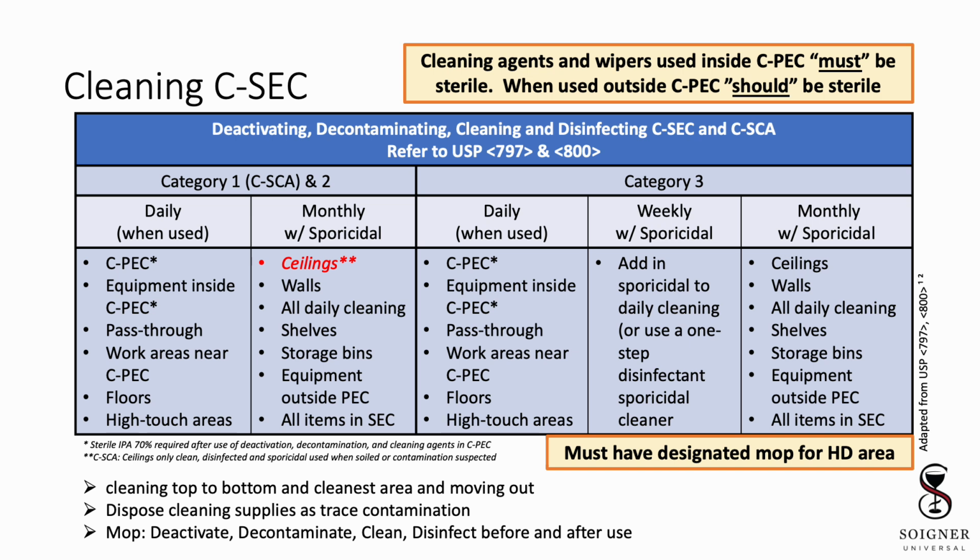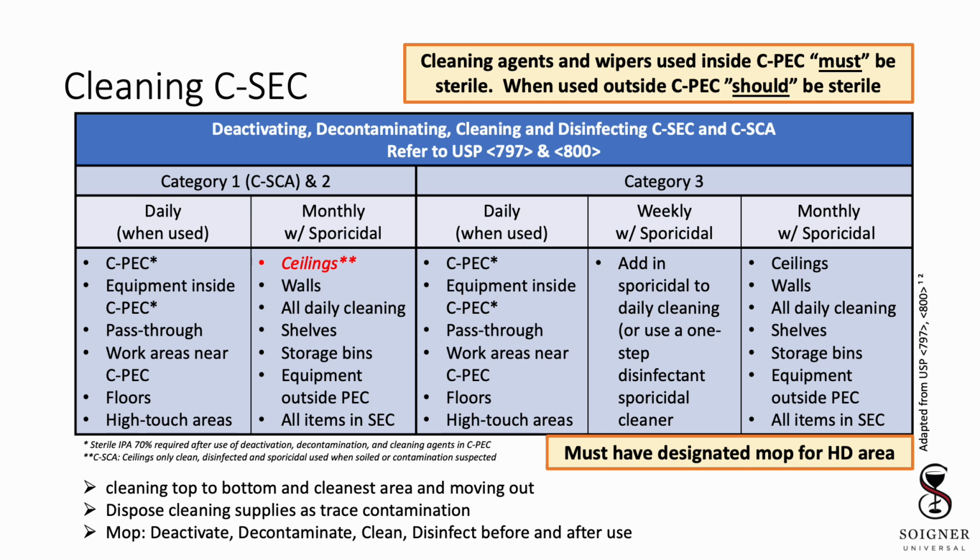So let's do a quick review on the cleaning process for sterile compounding with the intent of using a one-step agent that will also work to deactivate and or decontaminate the area. For Category 1, the containment segregated compounding area, and Category 2, compounding, daily cleaning must be performed on days when compounding occurs and will include the C-PEC, equipment inside the C-PEC, pass-throughs, work areas around the C-PEC, the sink, garbing bench, and floors. To also be included in daily cleaning is any other high-touched area.